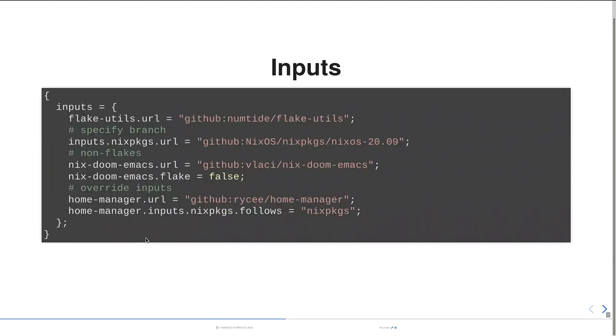So some more examples here again in our flake.nix. The first example was just the basic one which we already had with flake-utils. Then it's also possible to specify a branch. You do that by appending the branch name after the base URL. It's not just GitHub that is supported. It just didn't include any other example. You can also use any Git repositories. You can use Mercurial. I don't know what other version control systems are supported.